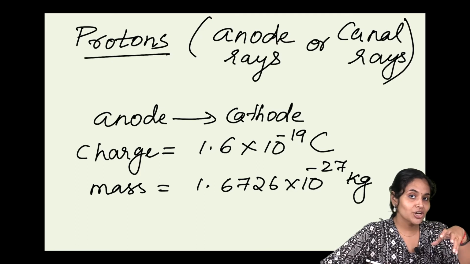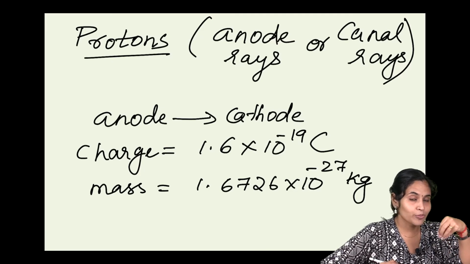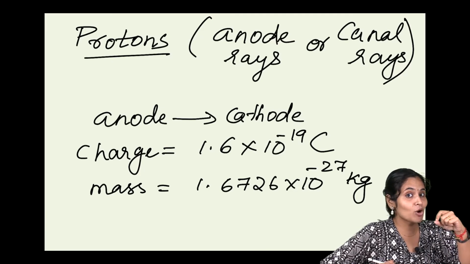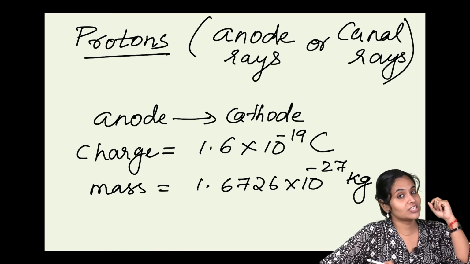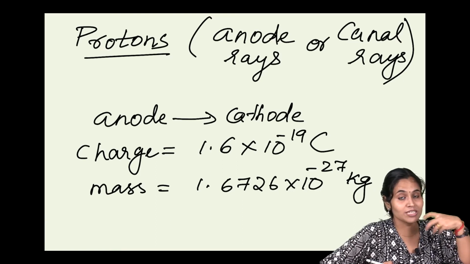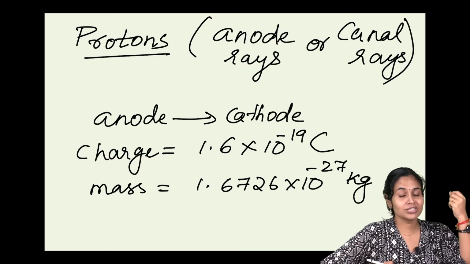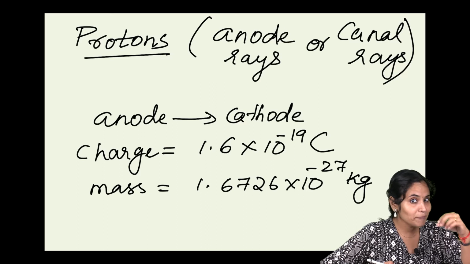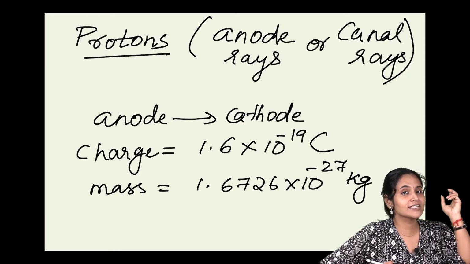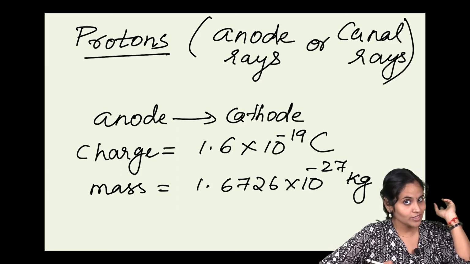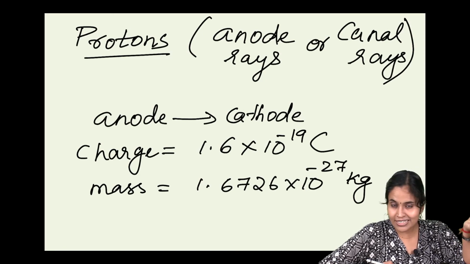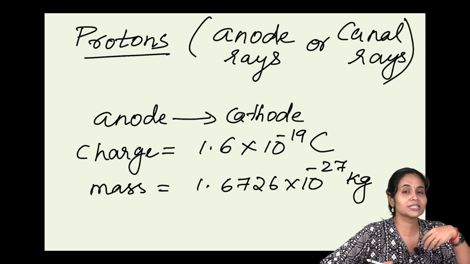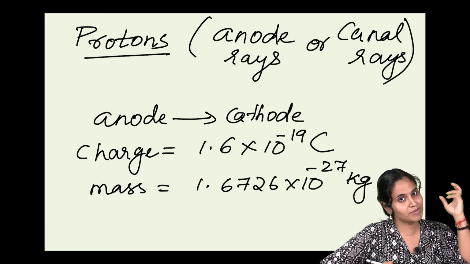And the nature of these anode rays or protons depends upon the nature of the gas taken in the discharge tube. That was a difference with respect to the property of the electron. The nature of protons or anode rays depends upon the nature of the gas taken in the discharge tube. Clear? So electrons are negatively charged subatomic particles, whereas protons are positively charged subatomic particles.